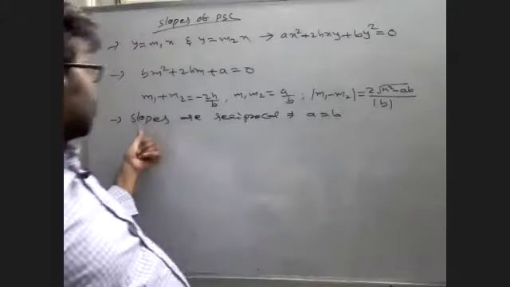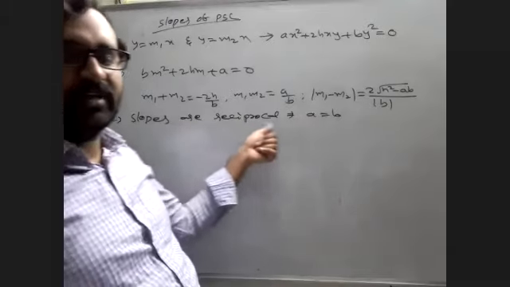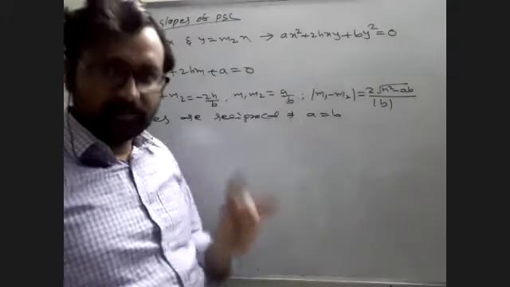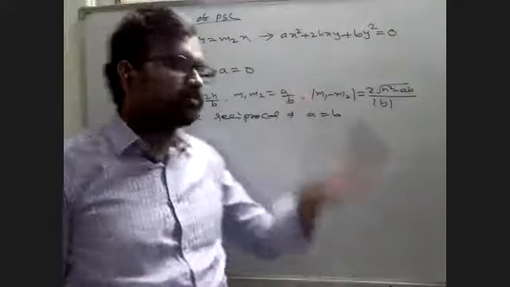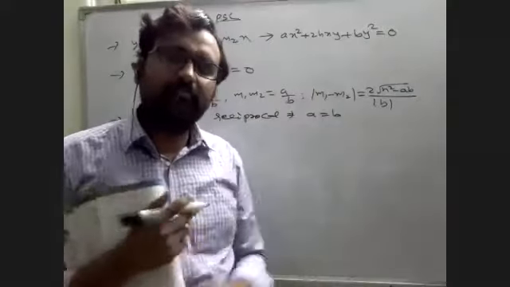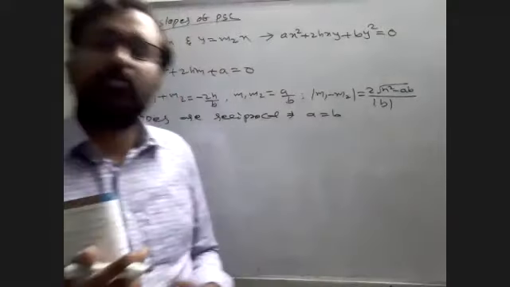So, if the slopes of a pair of lines are reciprocal, then the condition is a equal to b. Okay, this is the condition. If a equal to b, then the slopes are reciprocal.